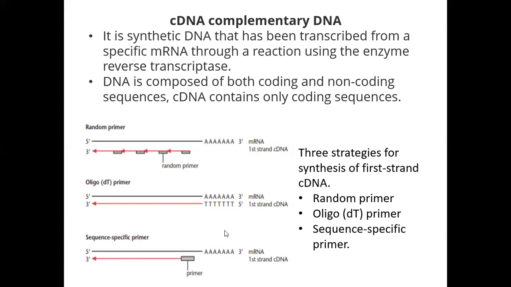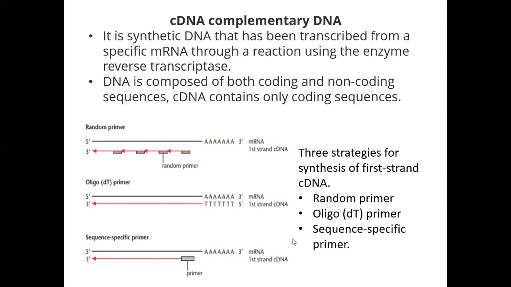The second method here is by making use of oligo dT primer. This method is based on the fact that eukaryotic messenger RNAs have a poly A tail at the 3' end, and exploiting this, poly T primers can be used. So here again, what will happen? The total messenger RNA of the cell will be converted into complementary DNA.